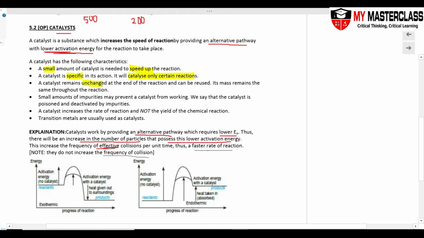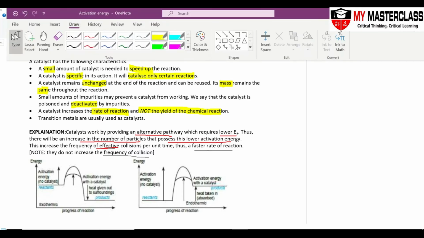Okay, catalysts remain unchanged at the end of your reaction. How do I know it is unchanged? Take a look at the mass. It will remain the same throughout the experiment. Small amounts of impurities may prevent the catalyst from working, and then we say that it is deactivated. In biology, we will say it is denatured. A catalyst increases the rate of reaction, not the yield of the chemical reaction. So when I add a catalyst to a reaction, it does not produce more products. You will just produce the same amount of products at a faster rate.